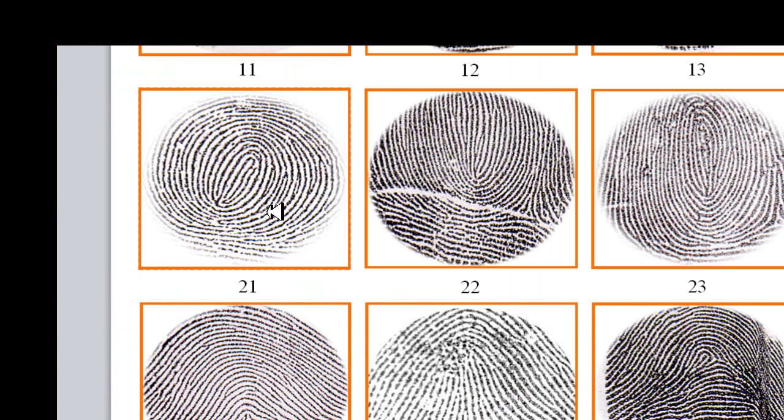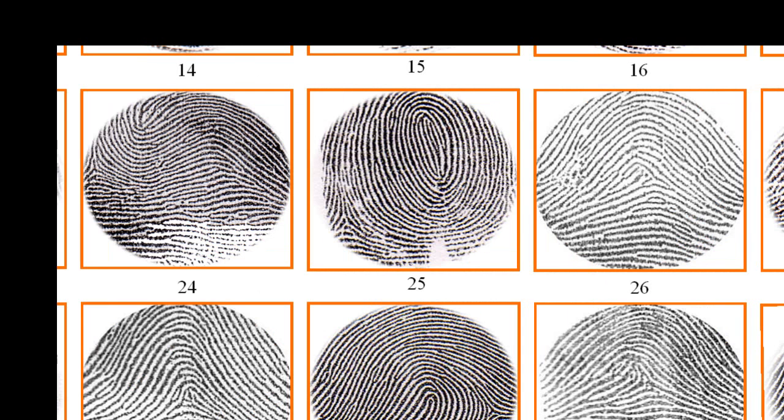Now we're looking at 21, 22, and 23. Definitely you should be able to recognize that those are not plain arches, and you should not have the letter A marked on any of them. Let's now look at 24, 25, and 26.